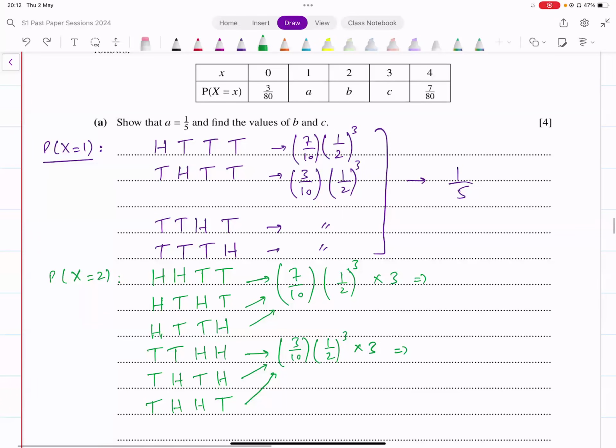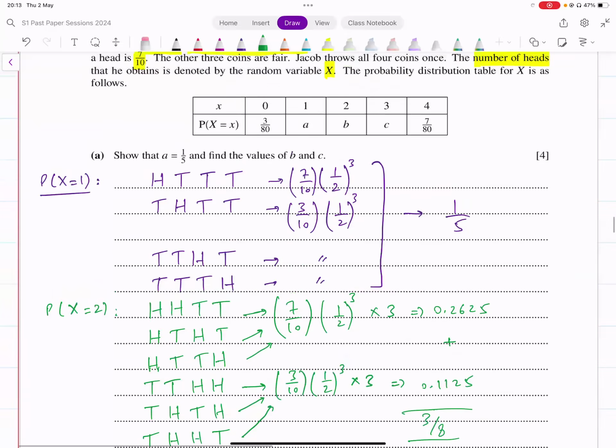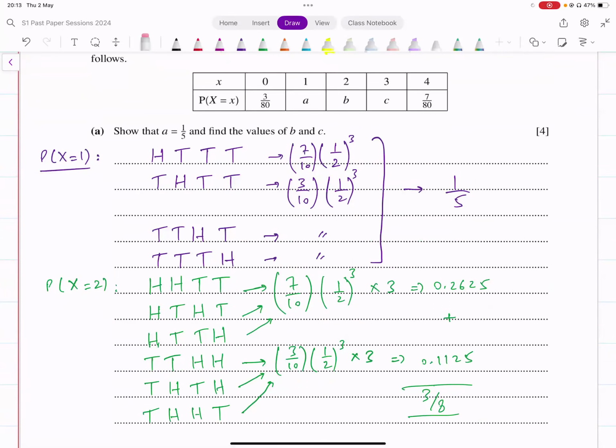Okay, you can see what this turns out to be. 0.5 raised to the power 3 multiplied by 0.7 multiplied by 0.3. So the first one is turning out to be 0.2625 for me. And then 0.3 into 0.5 raised to the power 3 multiplied by 3. The second one is 0.1125. You add these two cases together, and that gives us 3/8. Yeah, so that's what we get. 3/8 from this. This is what we get for the value of b.